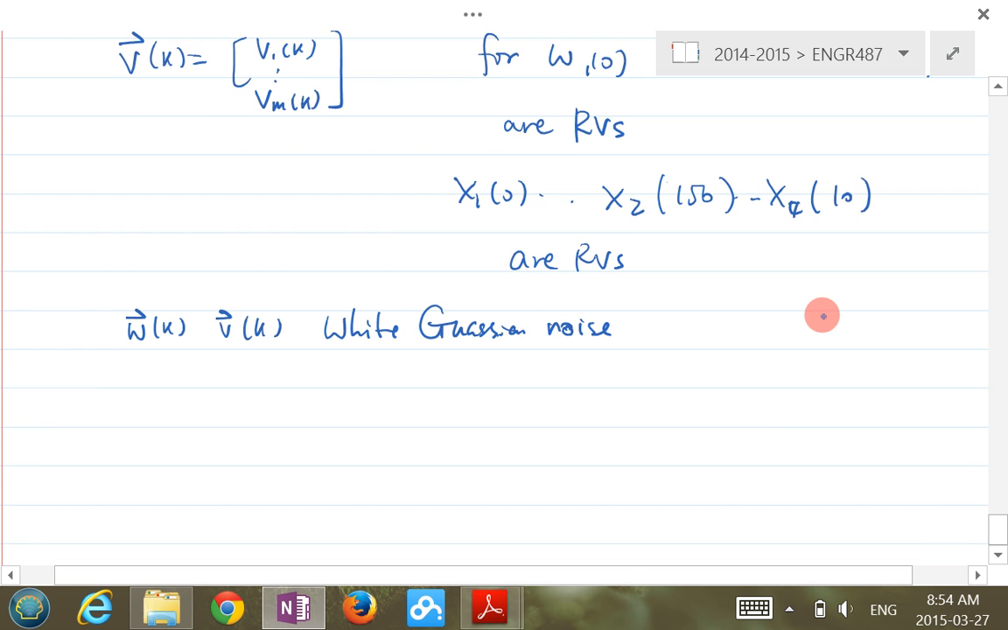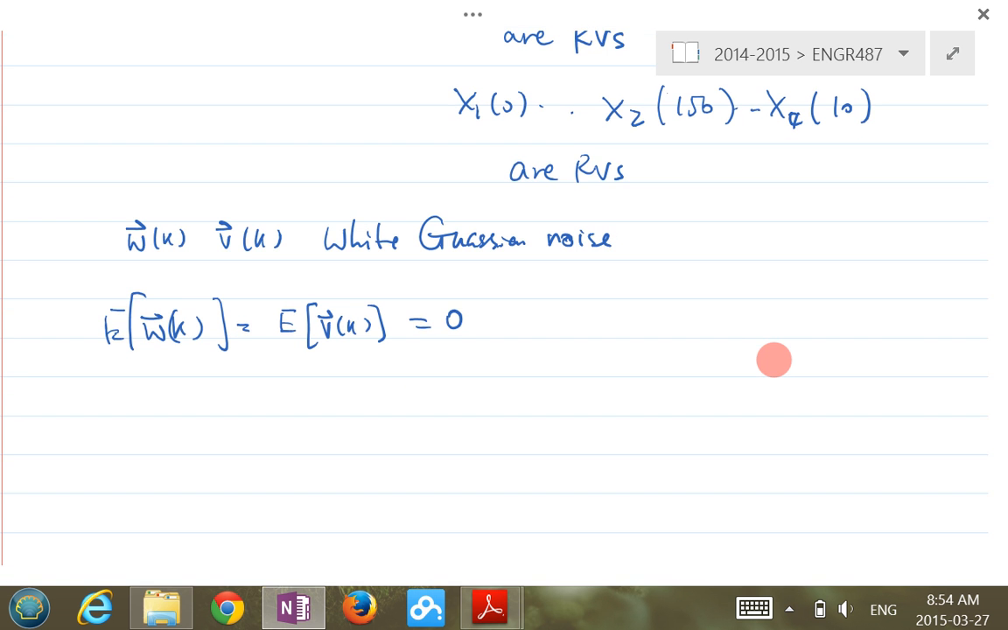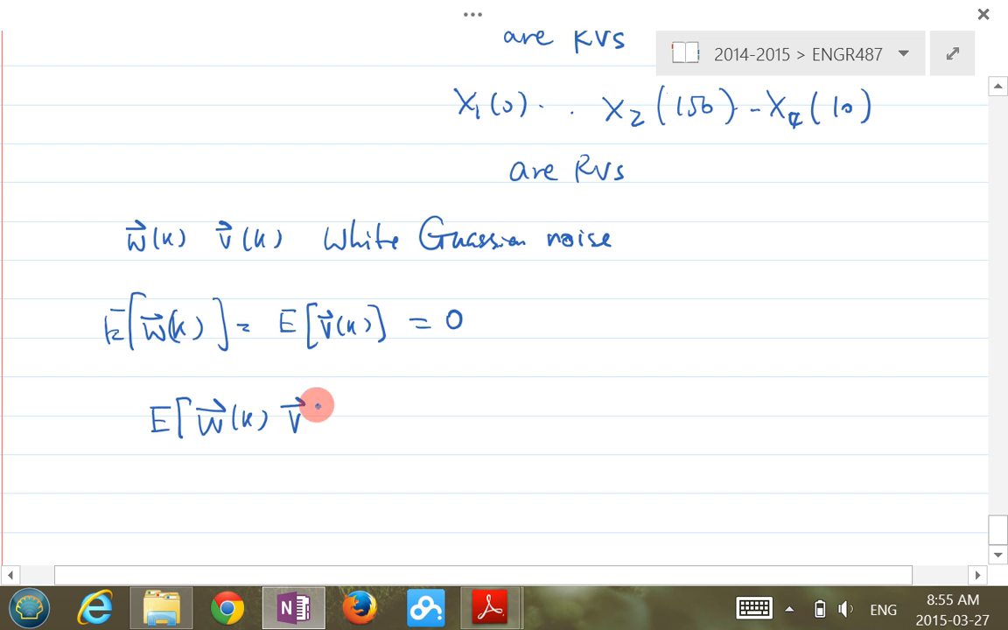Which means the expected value of these two is the same, 0. Because they are Gaussian white noise, these two should be independent. Then if I look at the correlation between these two, that's not these two, W here.